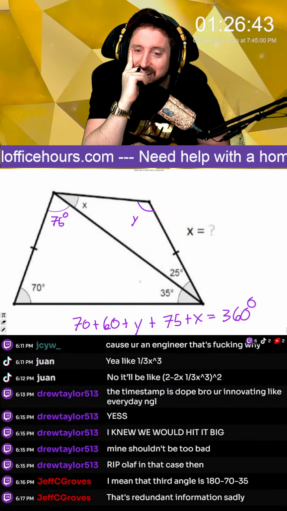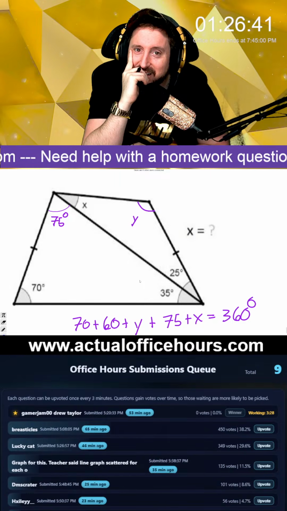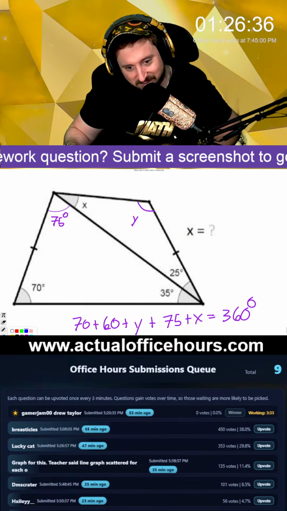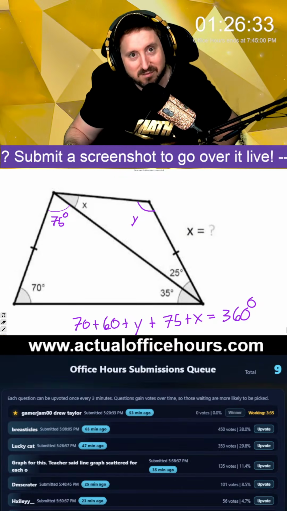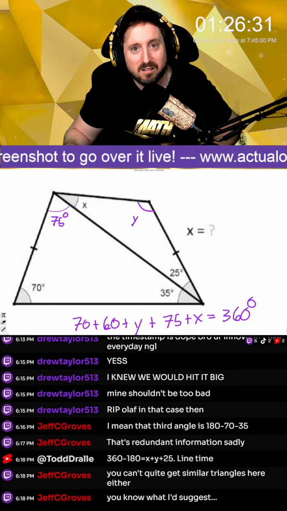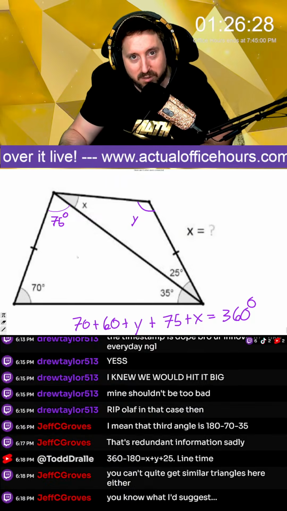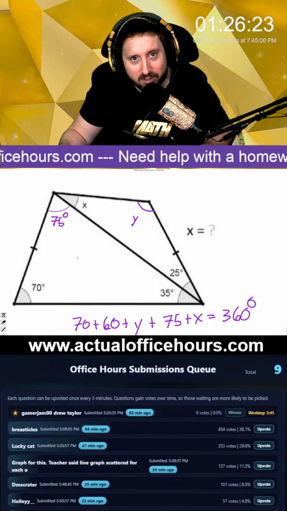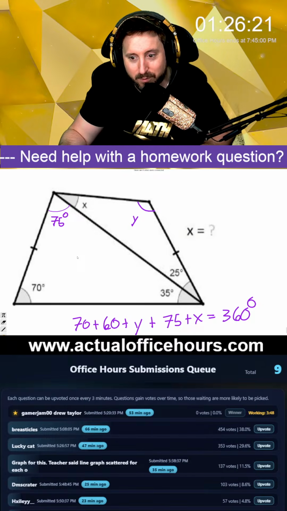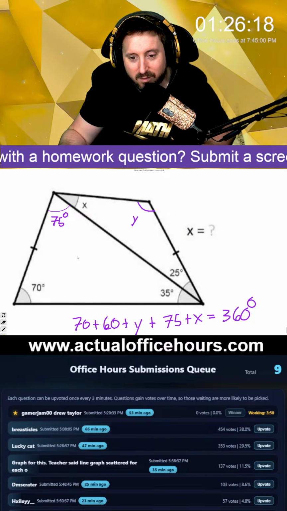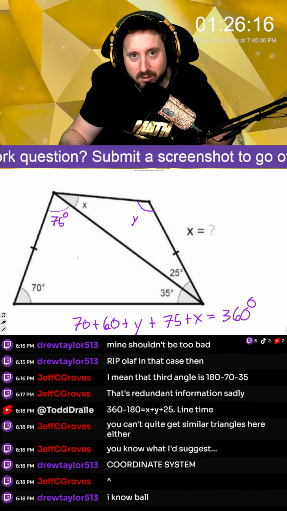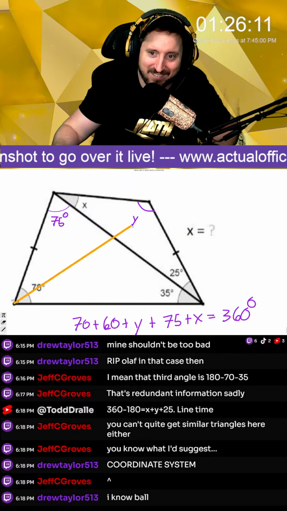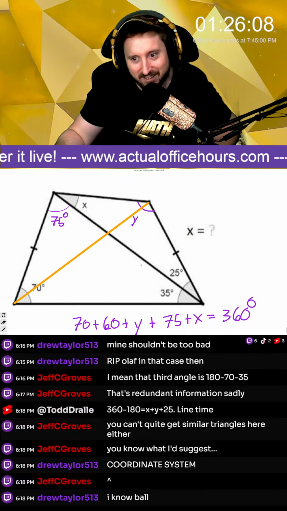Because I wonder if you do draw one from the 70-degree angle up to the one that you don't have. Okay. Are those triangles similar? 360 minus 180 equals x plus y plus 25. Yeah, x plus y equals 205. Coordinate system? No. Coordinate system wouldn't work because we don't have the lengths. Yeah, we don't have any of the lengths.